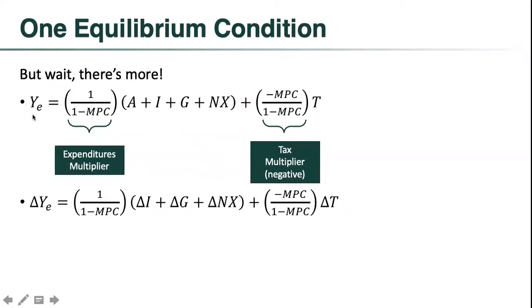And what we're seeing here is that y in equilibrium, which is real GDP in equilibrium, is 1 over 1 minus MPC times A, I, G, and NX. And if you remember from a previous lecture, this is the expenditures multiplier. If you remember, this is that kind of hand-to-hand exchange of dollars effect of a new expenditure, right?